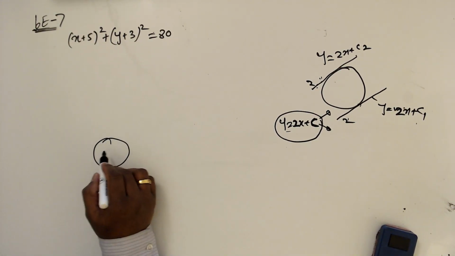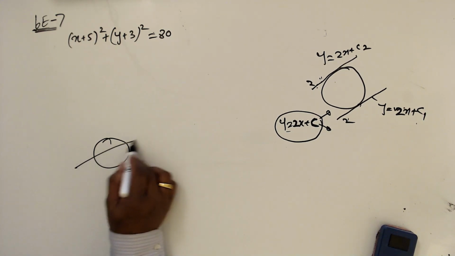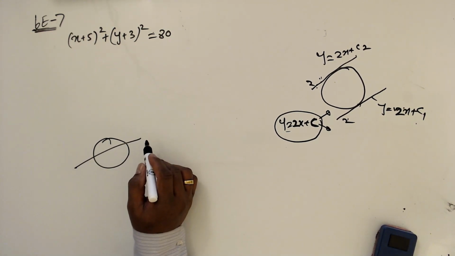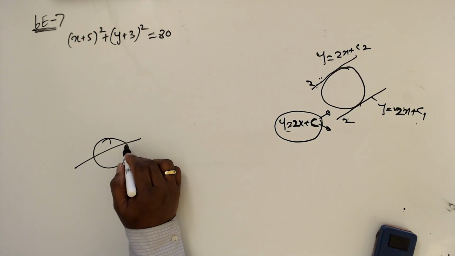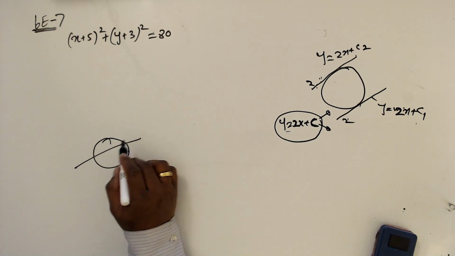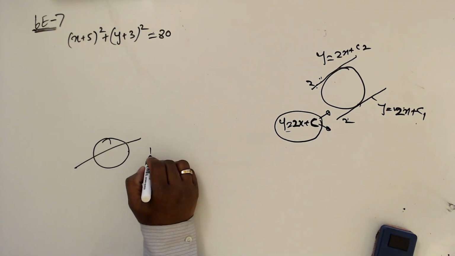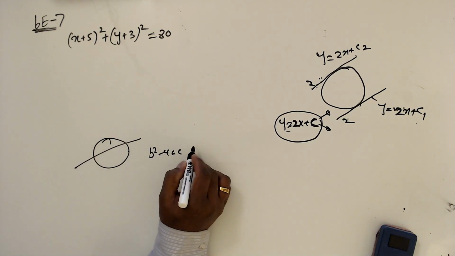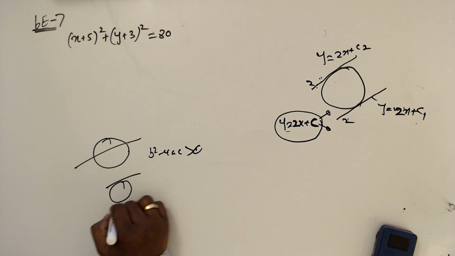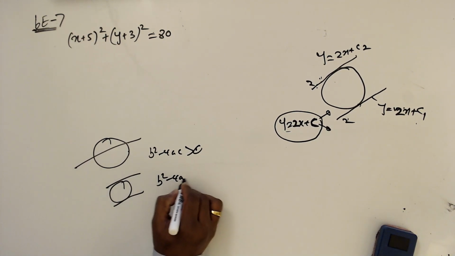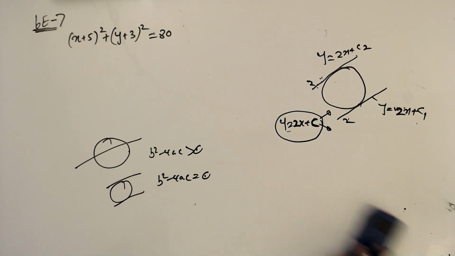How do you show that? When a line crosses a circle and there are two intersection points, then b square minus 4ac is greater than 0. If it touches, b square minus 4ac equals 0. So I am working on this now.